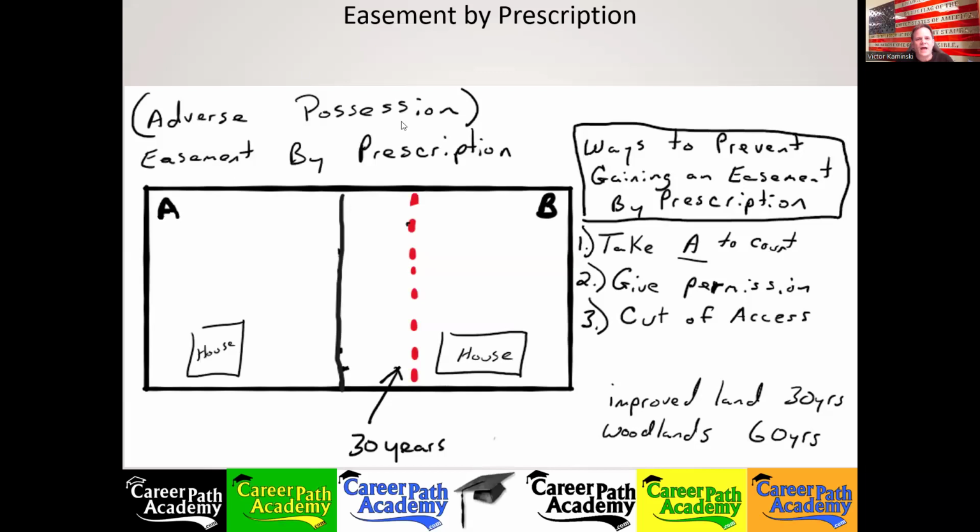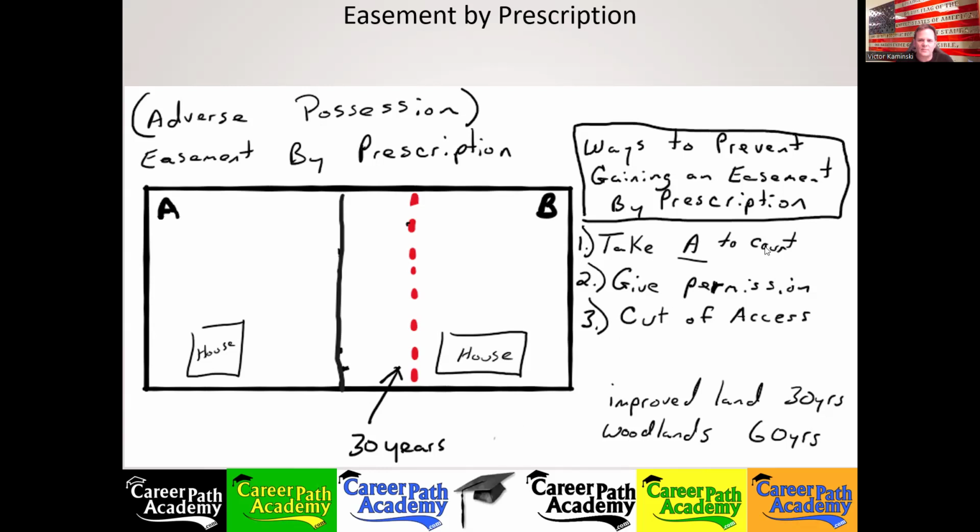All right. So adverse possession and easement by prescription here. We have lot A on the left, lot B on the right. Here's where the actual property line is, and there's a fence right here. If that fence is there for 30 years, because it's improved land, lot owner A can claim ownership of this strip of land here because they've been using it for 30 years. How can lot owner B stop them from gaining the ownership of this land right here?